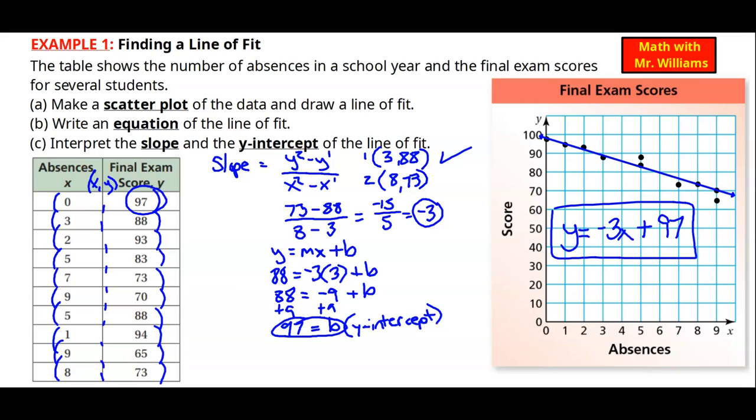Okay, for C, it says, interpret the slope and the y-intercept of the line of fit. The slope is negative 3, and the y-intercept is 97. So a student with 0 absences is expected to earn 97 on the exam. So the score decreases by about 3 points for every absence because of the slope being negative 3.